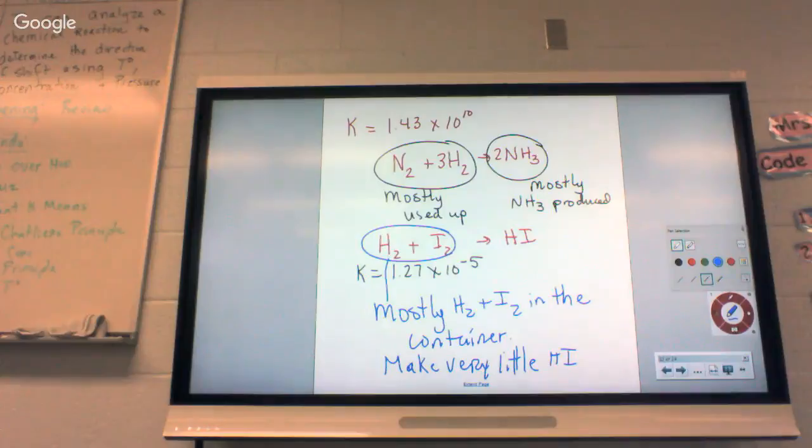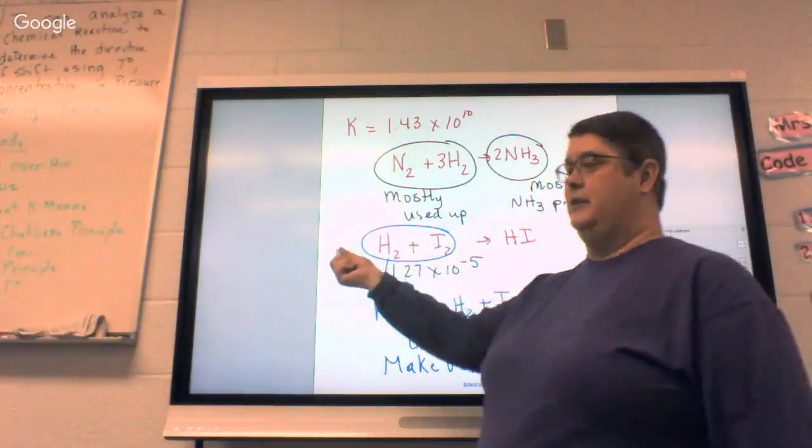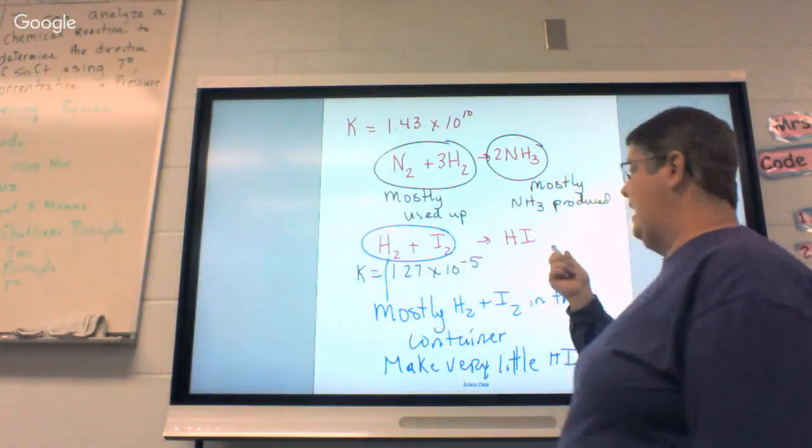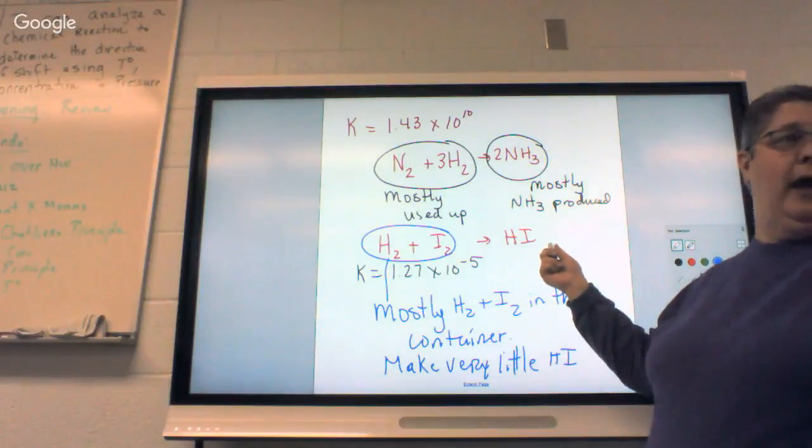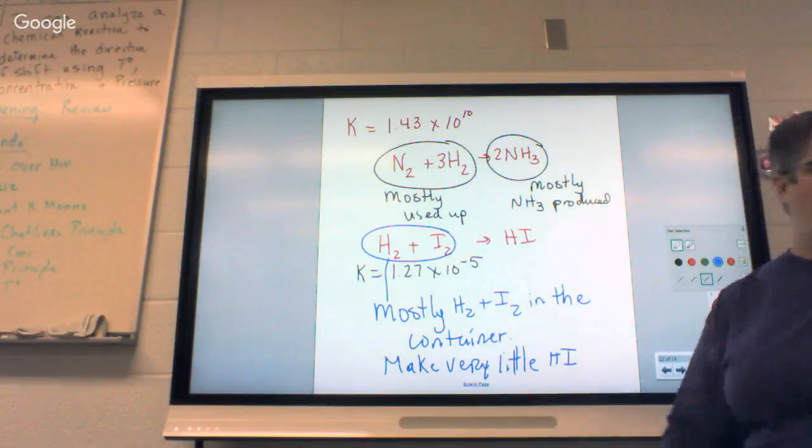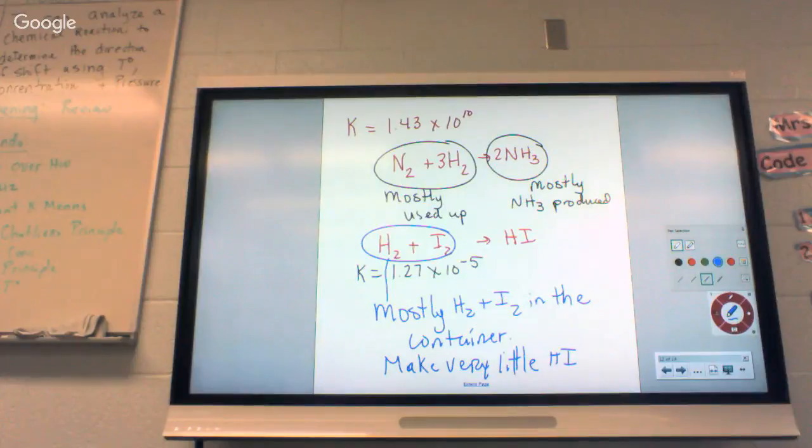So if I have a really low K, I have reactants. If I have a really high K, I have mostly what? Product. Okay? Everybody caught up? Are you with me?